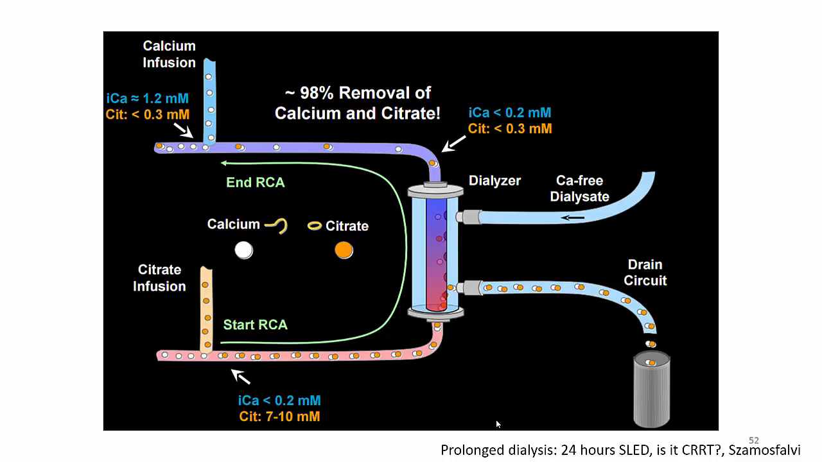Basically, citrate binds calcium. So this is a simplified diagram of SLED. This is your SLED machine. This is where the blood comes from the patient. As you can see, this is where you infuse citrate. So citrate binds to your calcium, as you can see here, and then you get rid of the calcium and citrate. So the blood in the filter has 0 calcium and almost 0 citrate.